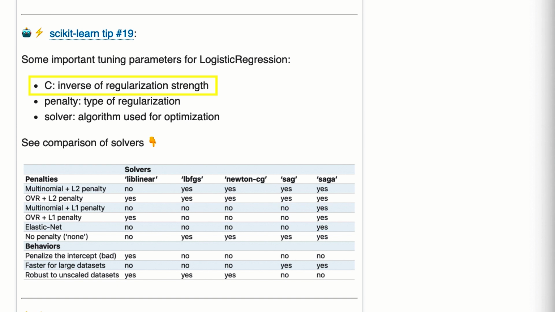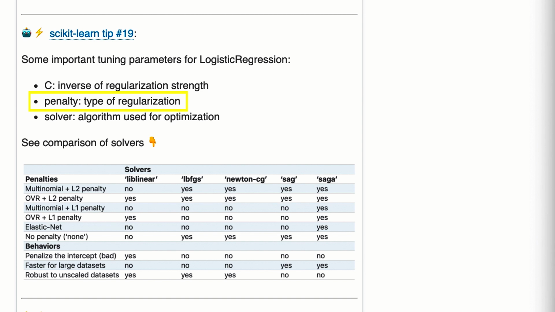Anyway, you don't really have to know that to tune C. All you really need to know is that C is a floating point number, it's 1.0 by default, and you increase regularization by making the number smaller. Usually you'll tune it in powers of 10, like 0.01, 0.1, 1, 10, 100, etc. So that's C.